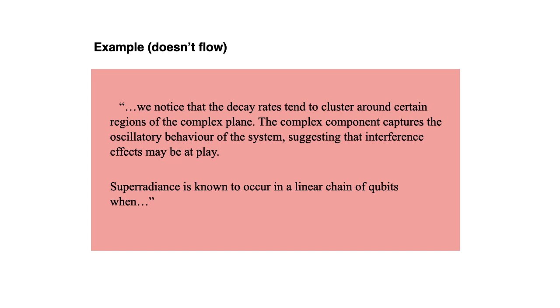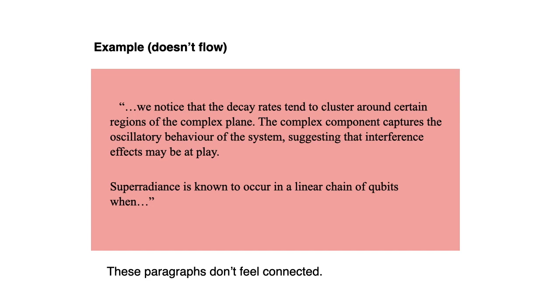We notice that the decay rates tend to cluster around certain regions of the complex plane. The complex component captures the oscillatory behavior of the system, suggesting that interference effects may be at play. Superradiance is known to occur in a linear chain of qubits when ... Now the end of the first paragraph is about interference effects, and the start of the second paragraph is about superradiance. As a result, these paragraphs don't feel connected.